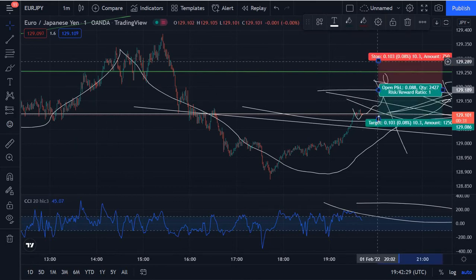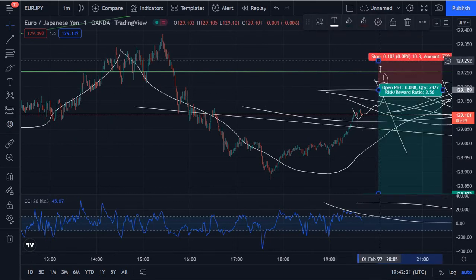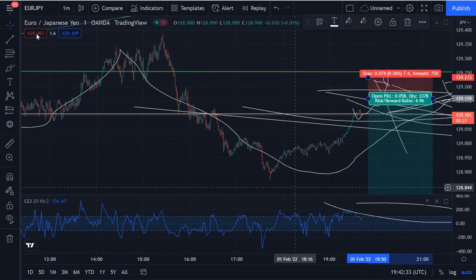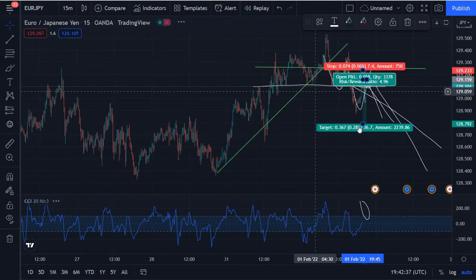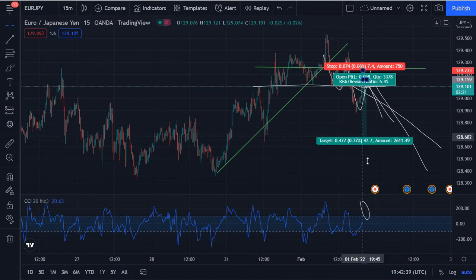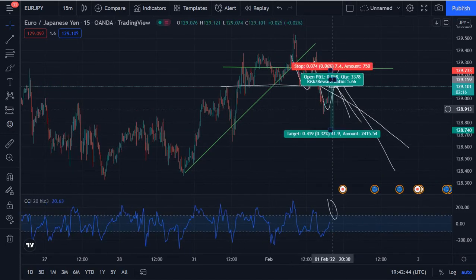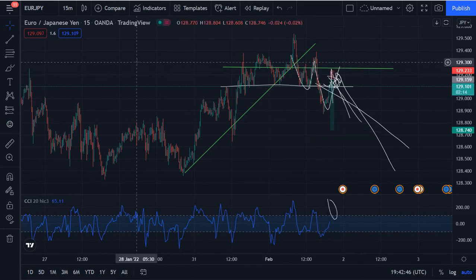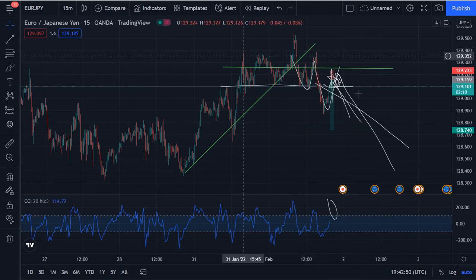Euro Japanese yen. If we scroll out to the 50-minute chart, the target could be to here or to here. Choose your support resistance line. Depends on the trading style. I don't know, 1 to 2, whatever it is. But this is what I'm looking out for.